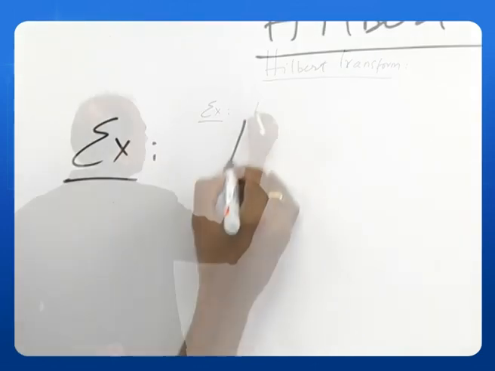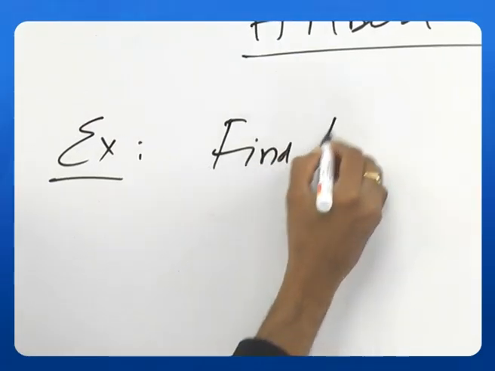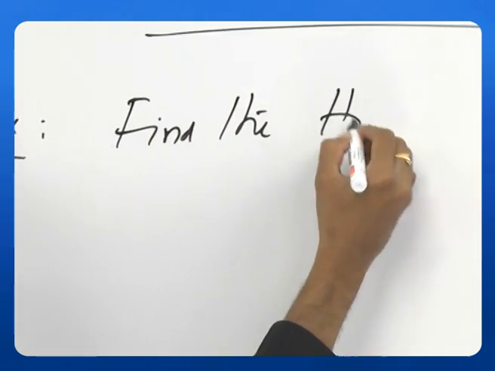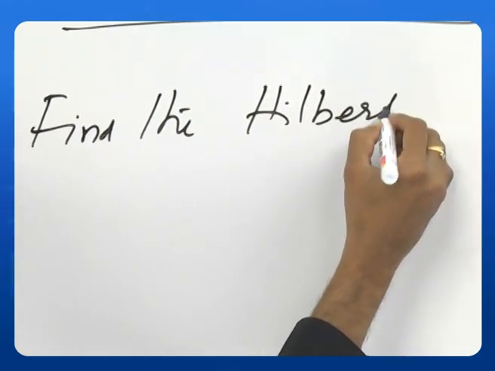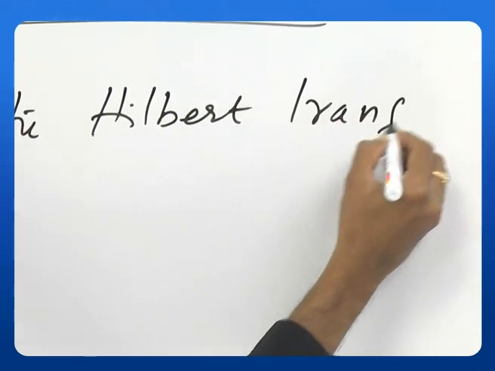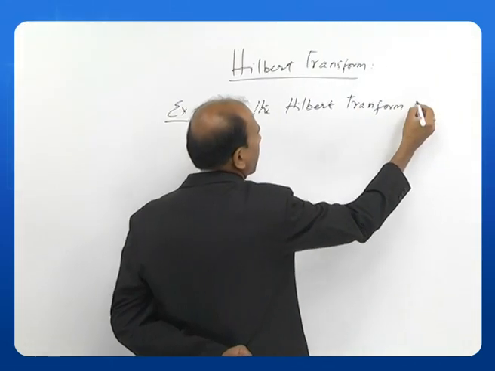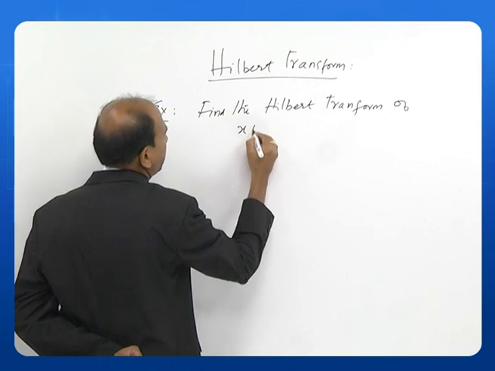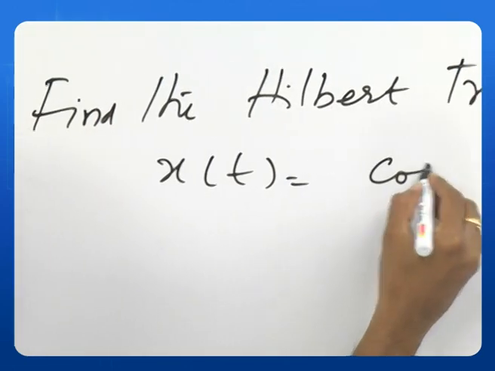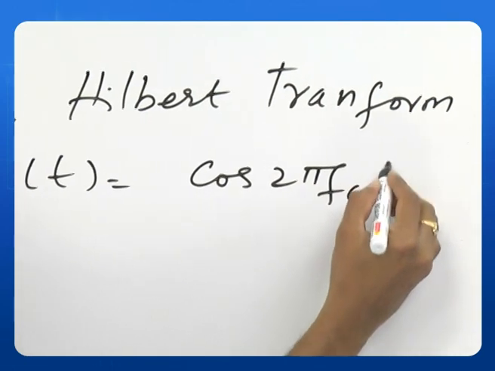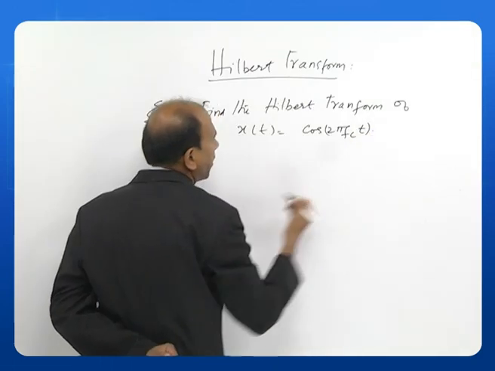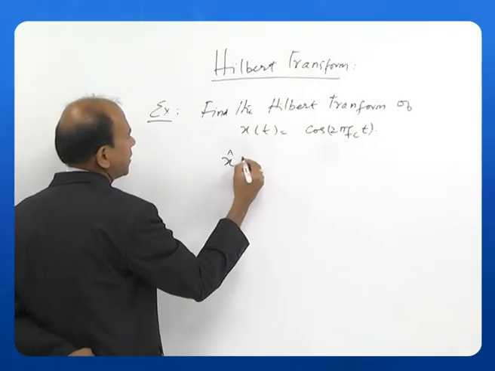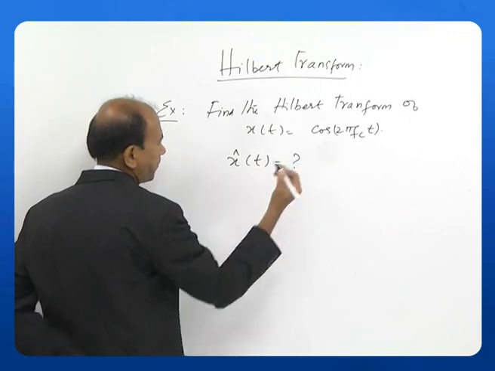Example: find the Hilbert transform of x of t equal to cos 2 pi fct. That means we should find out what is x cap of t.